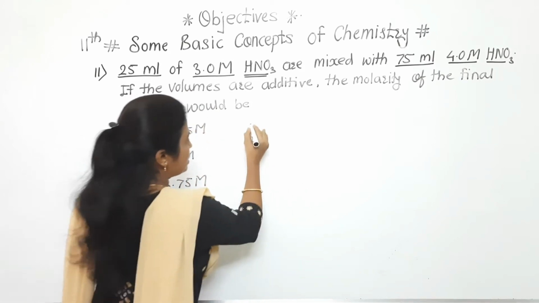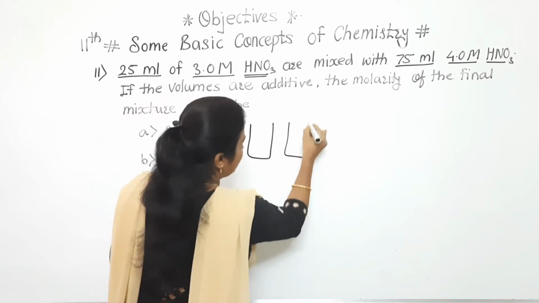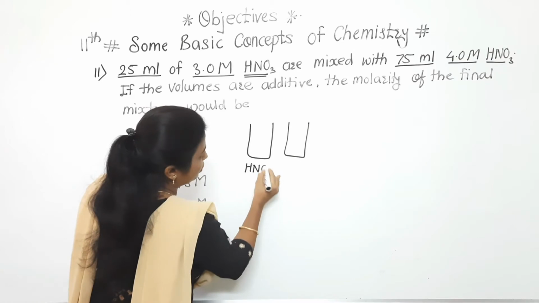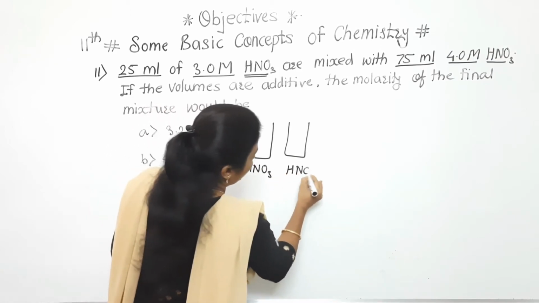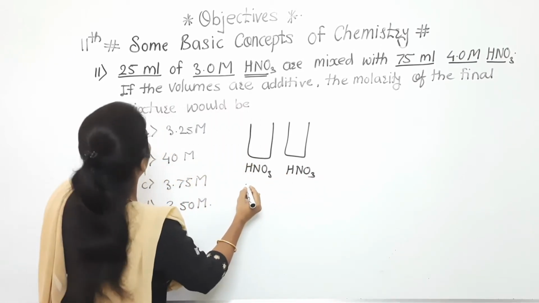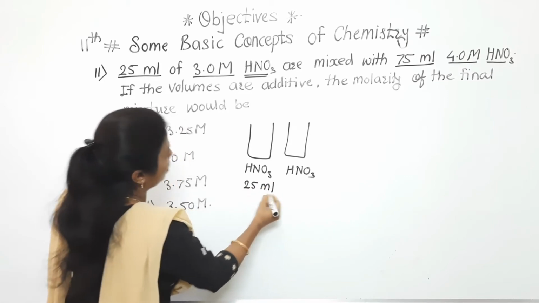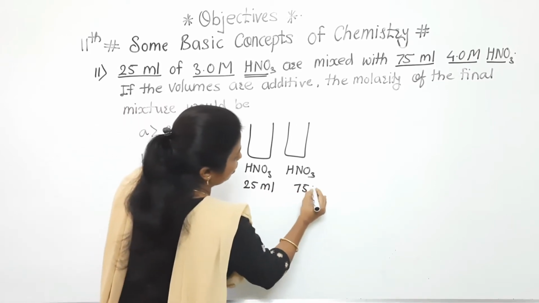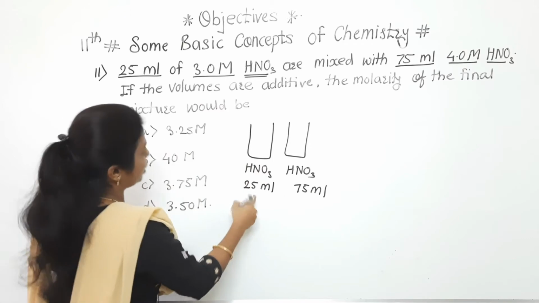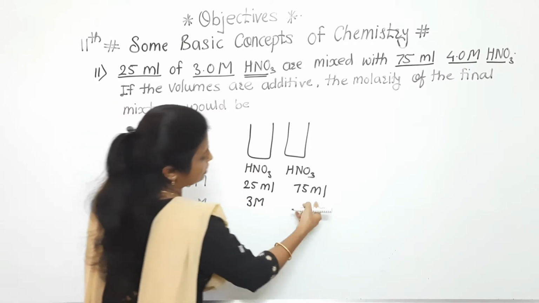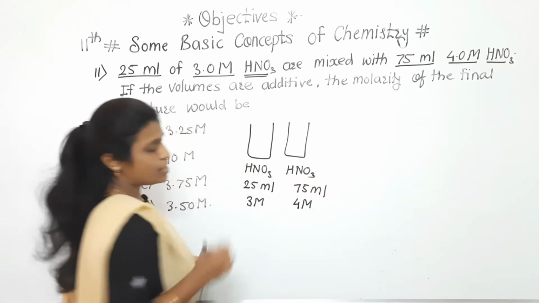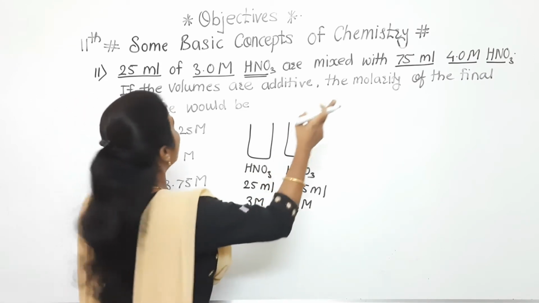Consider that we have two beakers, and in both there is a solution of HNO3. Their volumes are given: the first is 25 ml and the second is 75 ml. The concentration of the first one is 3 molar and the second one is 4 molar. What do we have to find out?